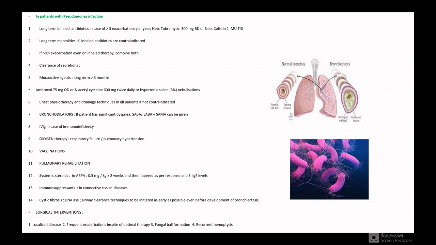In cystic fibrosis, DNase and airway clearance techniques are to be initiated as early as possible, even before development of bronchiectasis. In some cases surgical intervention is done if there is localized disease, frequent exacerbations in spite of optimal therapy, fungal ball formation, and recurrent hemoptysis. You can see the image of pseudomonas. So that is all for pseudomonas infection and the approach to bronchiectasis.